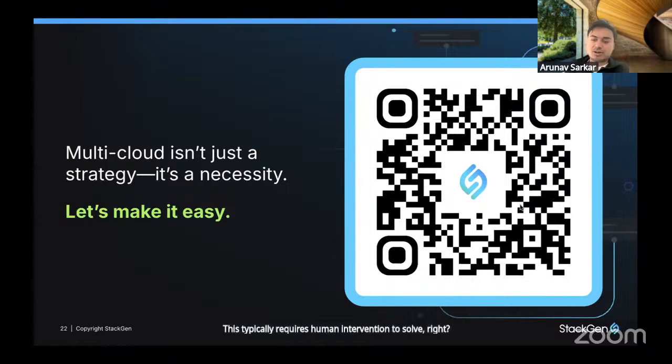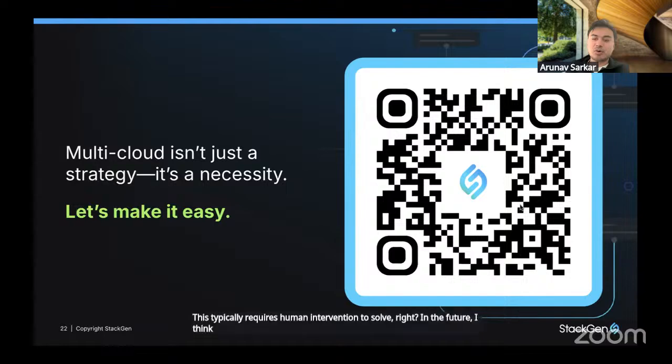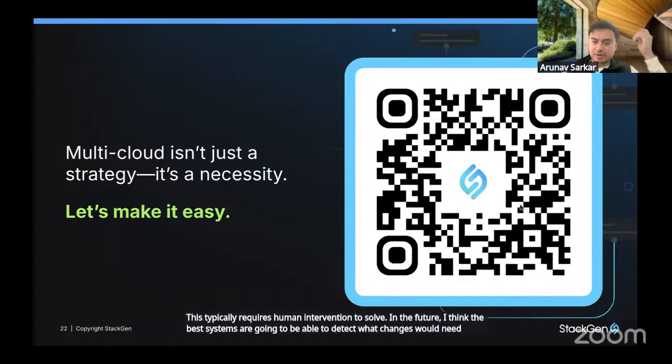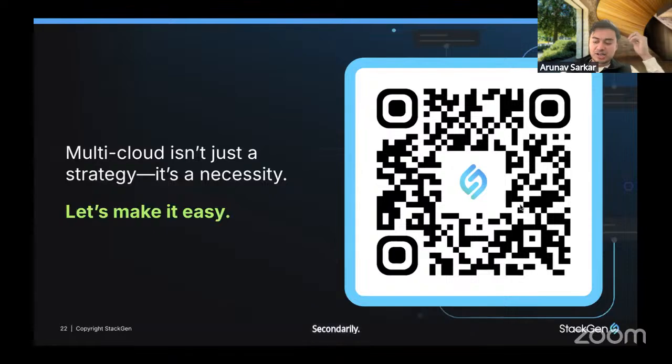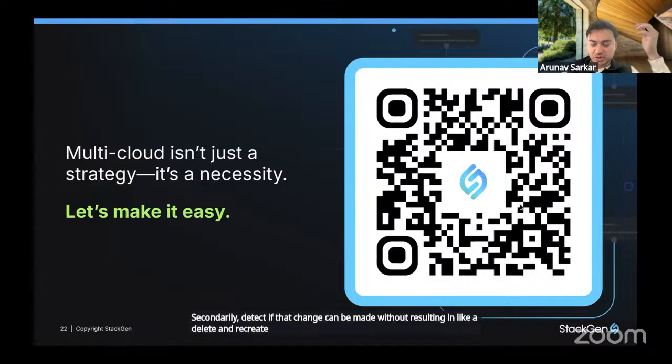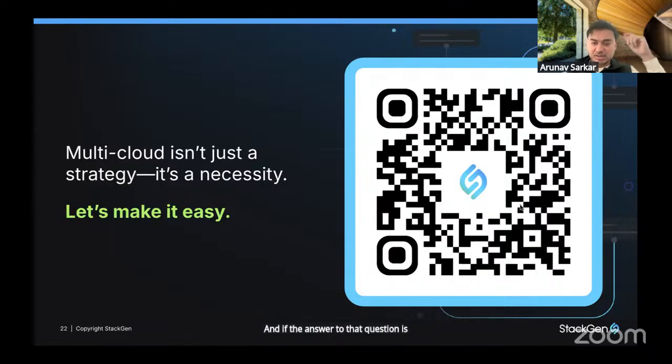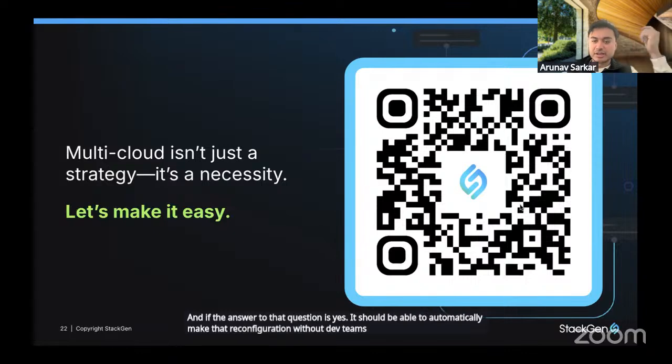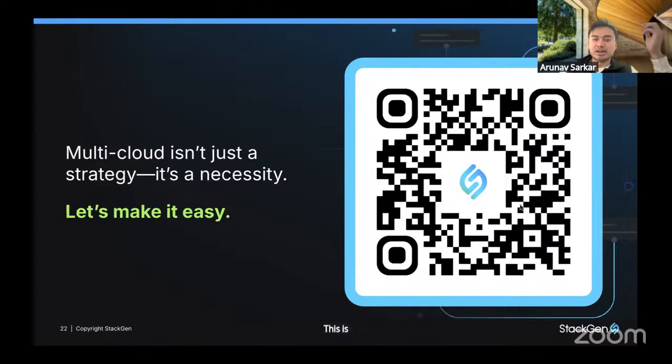In the future, I think the best systems are going to be able to detect what changes would need to be made to that infra in order to make it compliant. Secondarily, detect if that change can be made without resulting in a delete and recreate operation on that infrastructure. And if the answer is yes, it should automatically make that reconfiguration without dev teams even knowing about it, right? This is probably the holy grail of automatic self-healing governance when it comes to cloud infra.